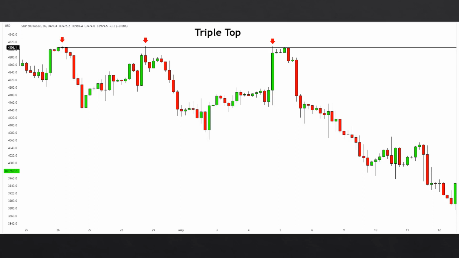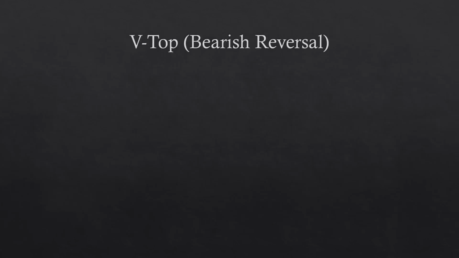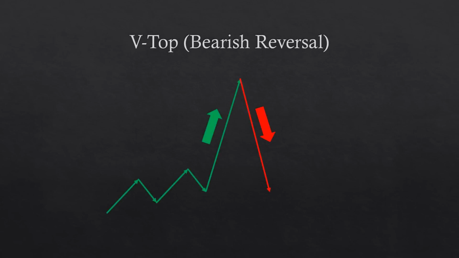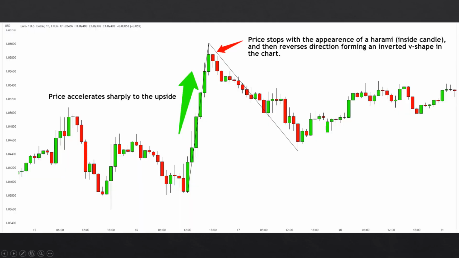Another interesting chart pattern that is not so famous, but it can be very reliable, is called V-bottom and V-top. The V-top is a bearish reversal pattern that is characterized by a sharp acceleration to the upside that is immediately followed by a sharp acceleration to the downside. In this chart, you can see an example of a V-top. Notice how the sharp acceleration to the upside is immediately followed by an acceleration to the downside.